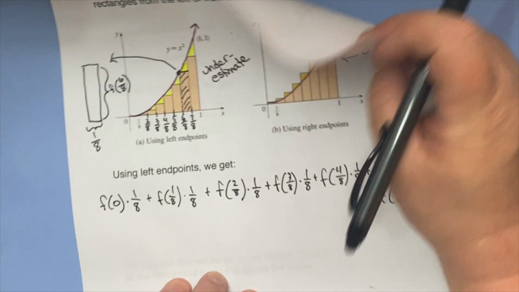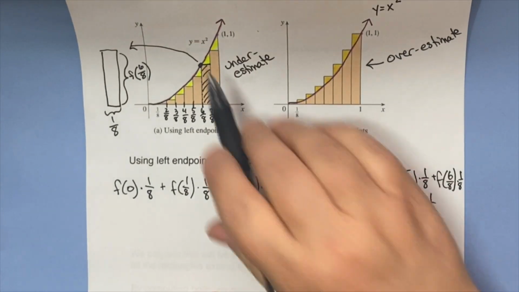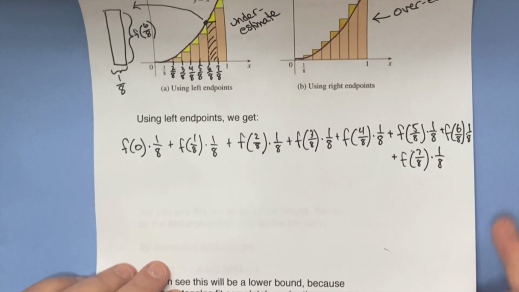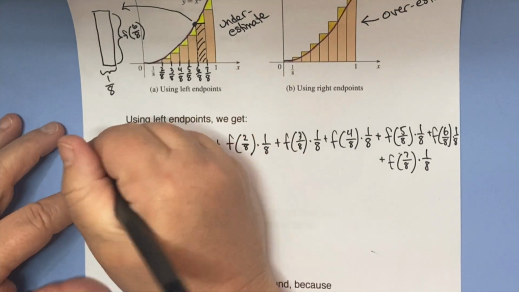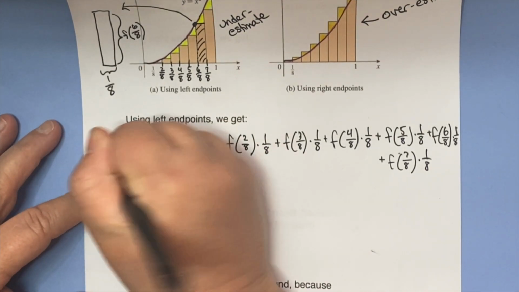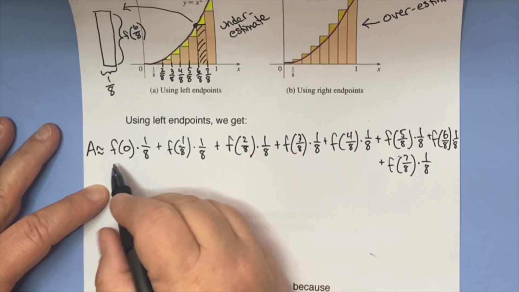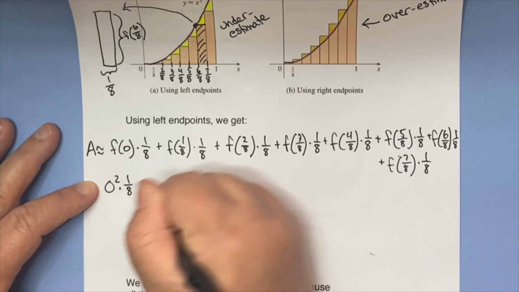Okay, so far so good. What is my function again? My function is x squared. Okay, so those of you who love fractions, I know, you're having a party. So the area is approximately equal to that. So what I'm going to do, f of 0 is 0 squared times 1/8.